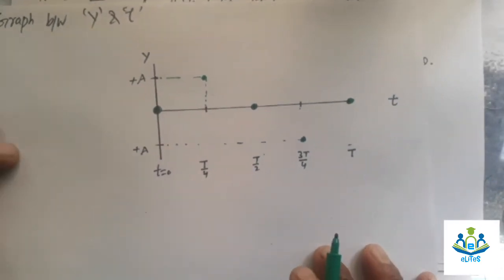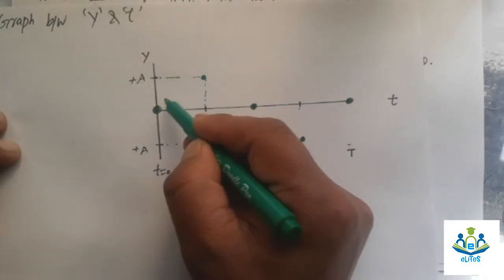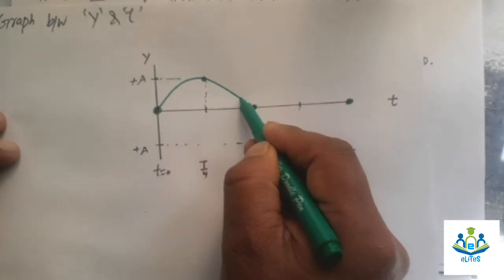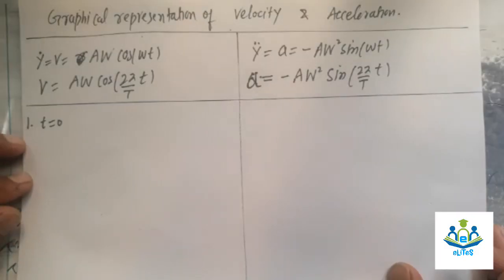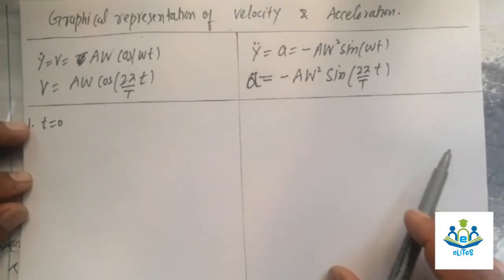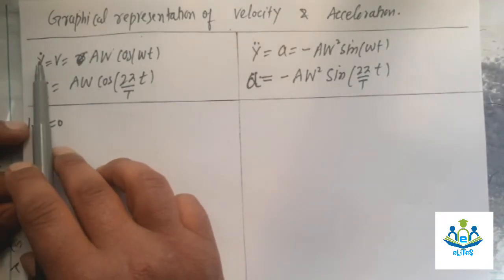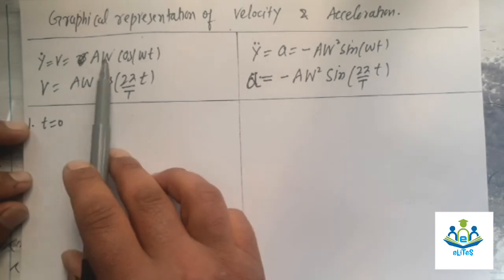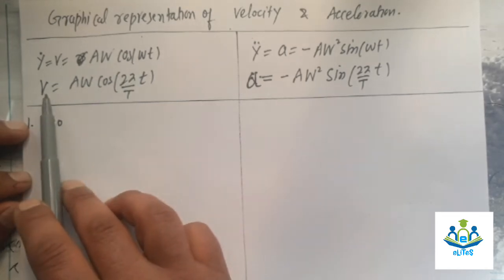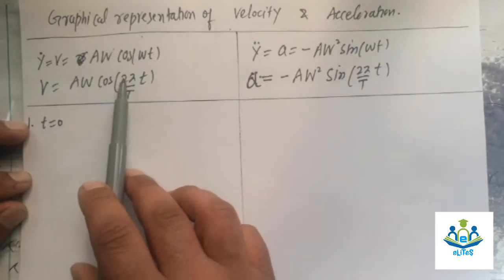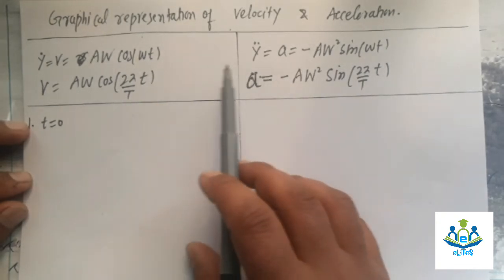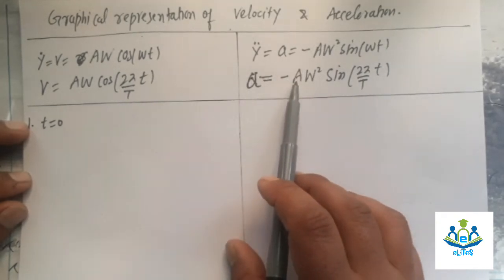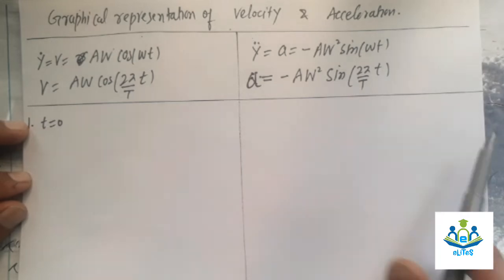Okay. Now let's join these points. If you join these points, we have this graph. Now, graphical representation of velocity and acceleration. Velocity is y dot, which is a omega cos omega t, or velocity is written as a omega cos 2 pi t by T, and this is the acceleration, the double differentiation of this displacement. It is minus a omega square sine 2 pi t by T.